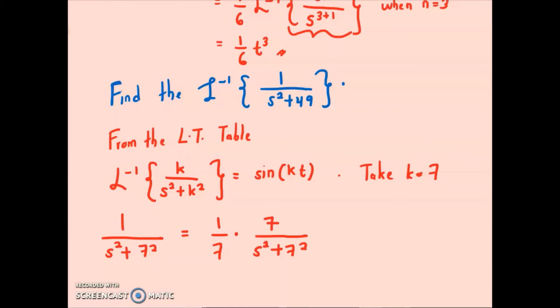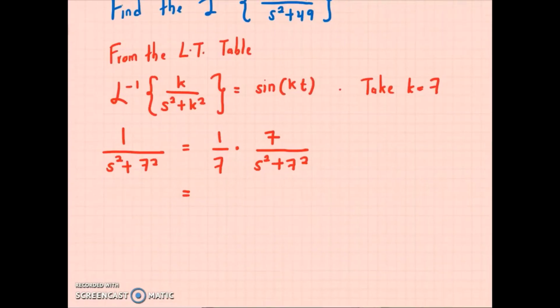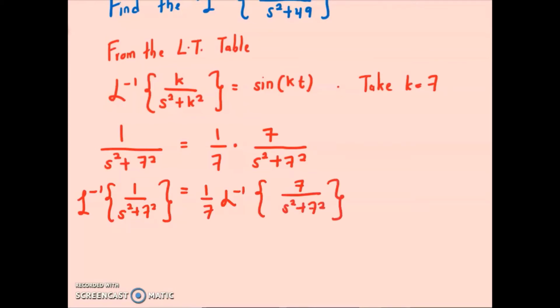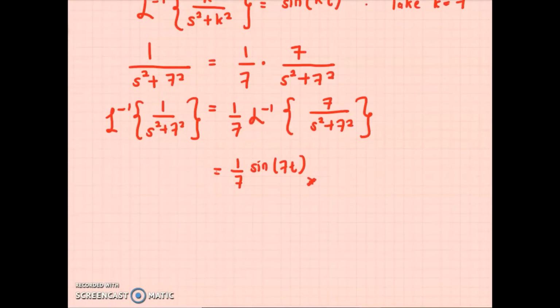So now taking the inverse transform of 1 over s squared plus 7 squared gives me 1 over 7 times the inverse Laplace transform of 7 over s squared plus 7 squared. That gives you 1 over 7. Now what is this? When k is 7, I have sine 7t. Okay, that's not too bad, right? That's not too bad. Okay, let's look at one more example on Laplace transform.